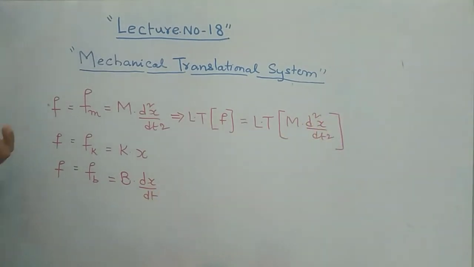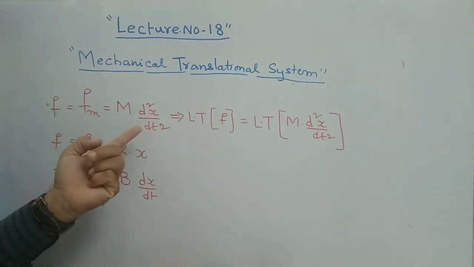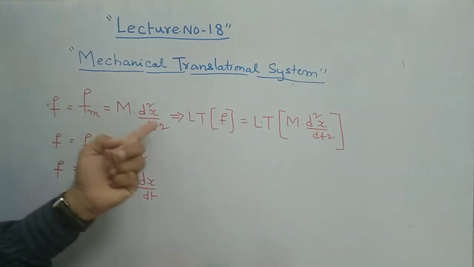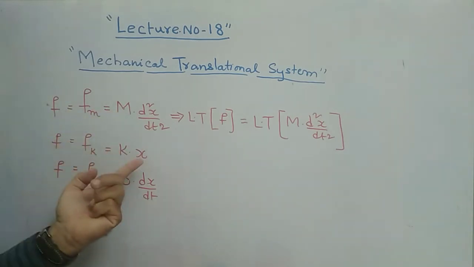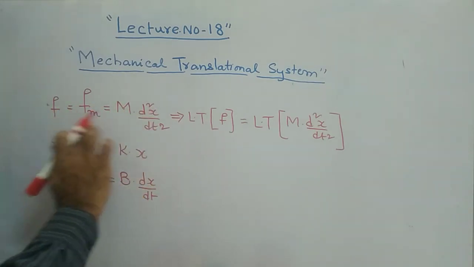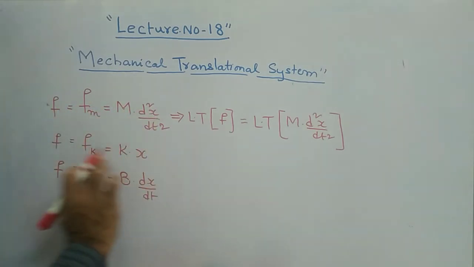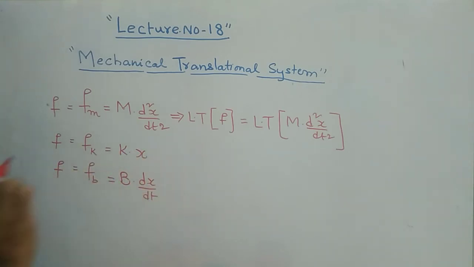So what I am trying to explain is that if you apply the Laplace transformation to this force balance equation of mass, this is called the force balance equation. This equation is called the force balance equation for the mass element. This is called the force balance equation for the spring element. This is called the force balance equation for the dashpot element. Understood? So this is the force balance equation for the mass element, for the spring constant, and for the dashpot element.